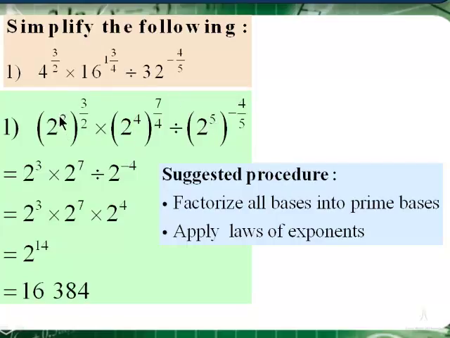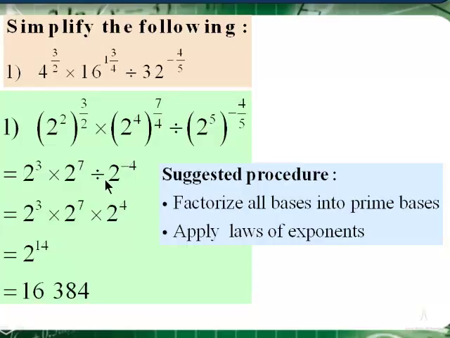Then of course you use the law which allows you to simply determine the product of the two exponents here. So 2 multiplied by 3 over 2 is 3. 4 multiplied by 7 over 4 gives me 2 to the power 7, divided by, because 5 multiplied by minus 4 over 5 is minus 4, we get 2 to the power minus 4. So now we can change this division into multiplication by simply changing the sign of the exponent.